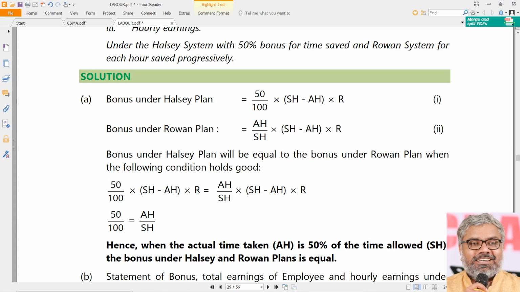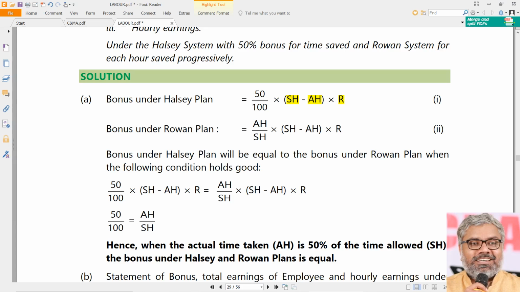So what is SH here? That is time allowed. What is AH here? Actual hours, that is time taken. So time allowed minus time taken is nothing but time saved. 50% of time saved multiplied with the hourly wage rate is what the Halsey plan talks about.